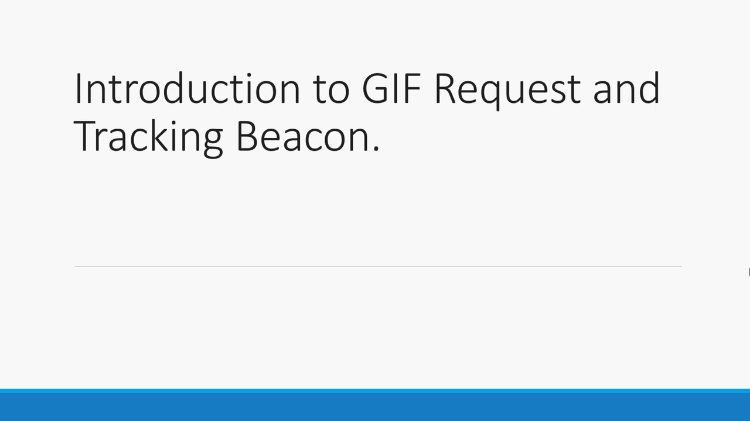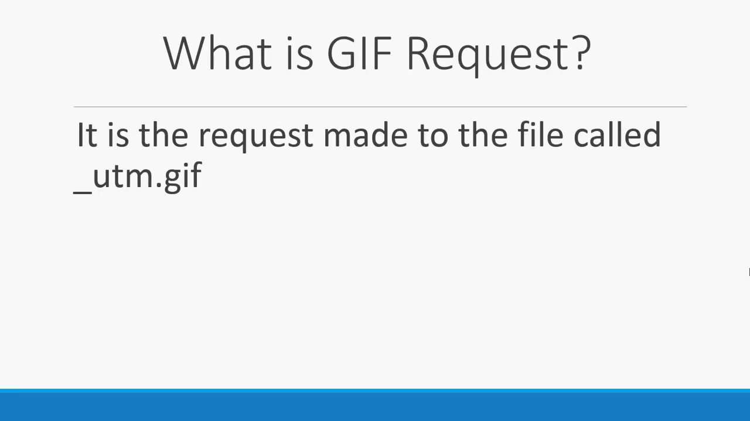If you want to debug various Google Analytics tracking code issues, then you need to know about GIF Request. But what is GIF request? It is the request made to the file called _utm.gif. It's a transparent GIF image file which contains HIT and browser data in the query string. The Google Analytics tracking code sends HIT and browser data to Google Analytics server via this file.